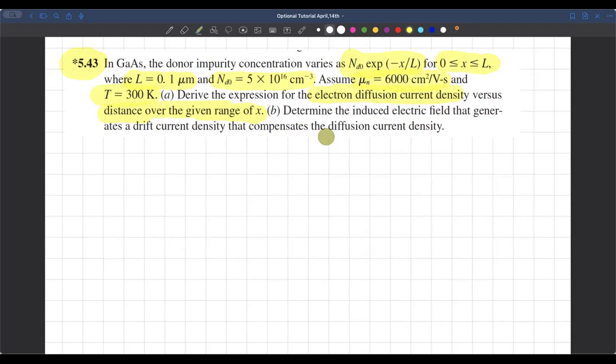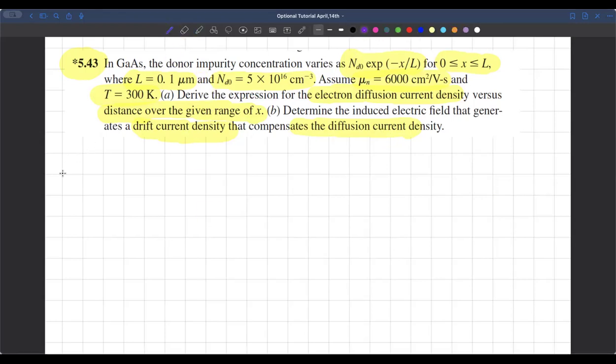And determine the induced electric field that generates a drift current density that compensates the diffusion current density. Okay, be very careful. They're asking us to get the induced electric field, but under the condition when the drift current density will be compensated by the diffusion current density, okay? So that's the condition. Let's go with the first part first.